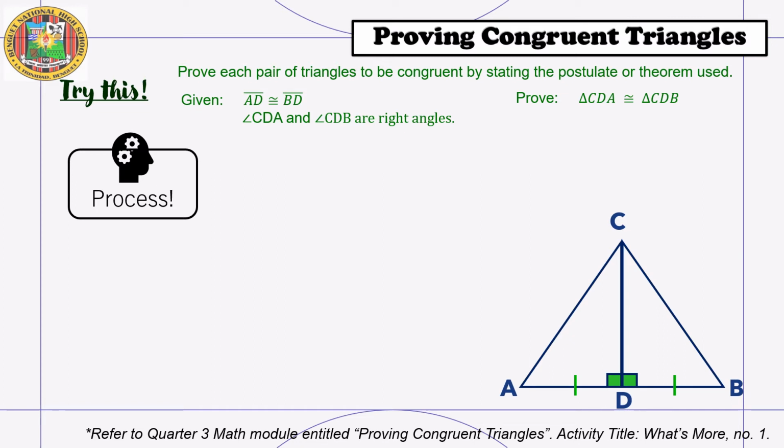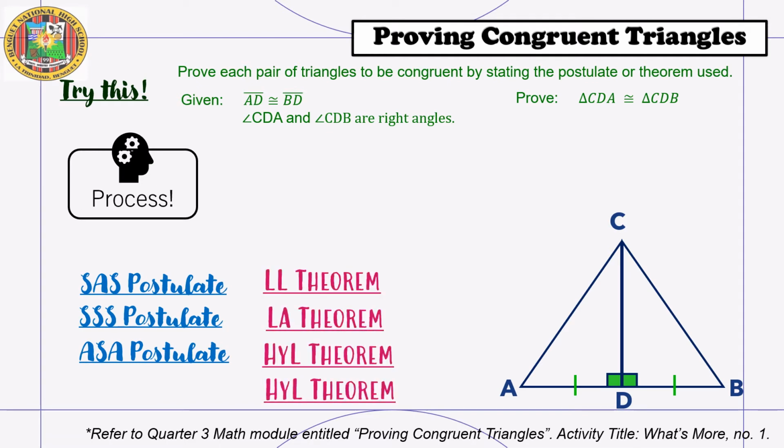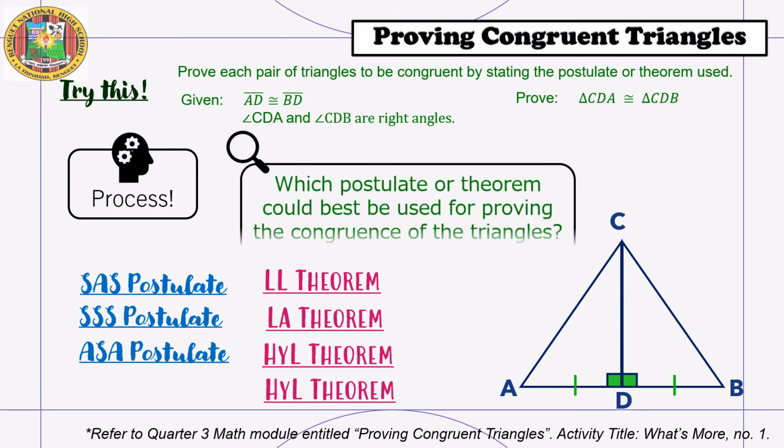Now that we've reviewed the congruence postulates and the theorems that we can use to prove that the triangles are congruent, we then ask, which postulate or theorem will best be used to prove the congruence of the triangles? To help you choose, look at what is given in the problem.